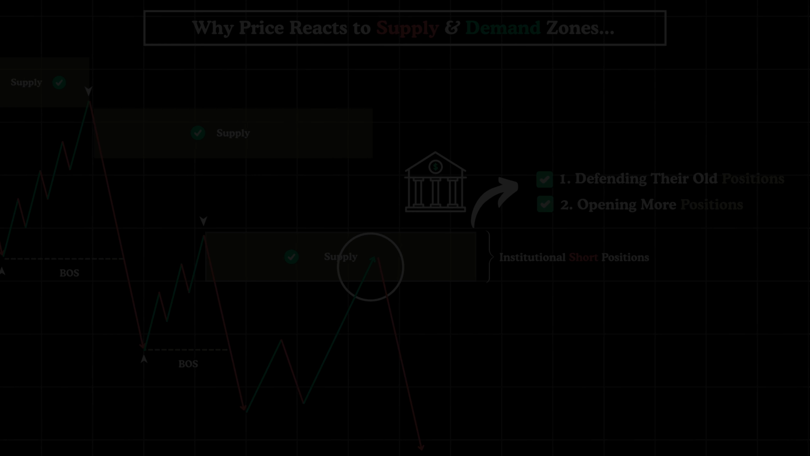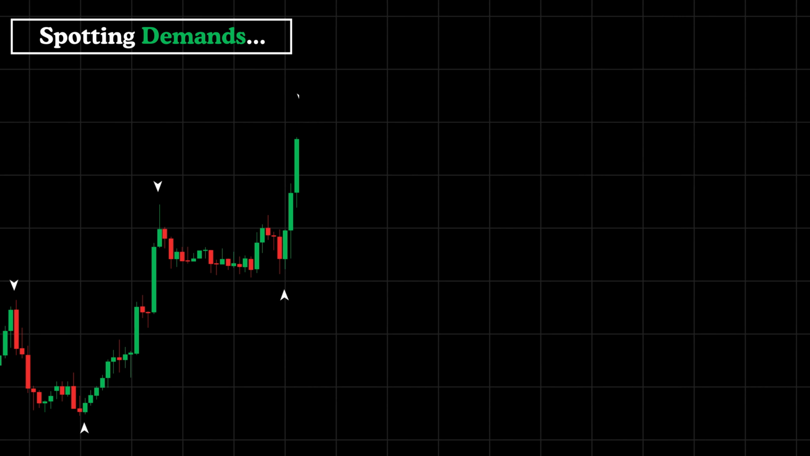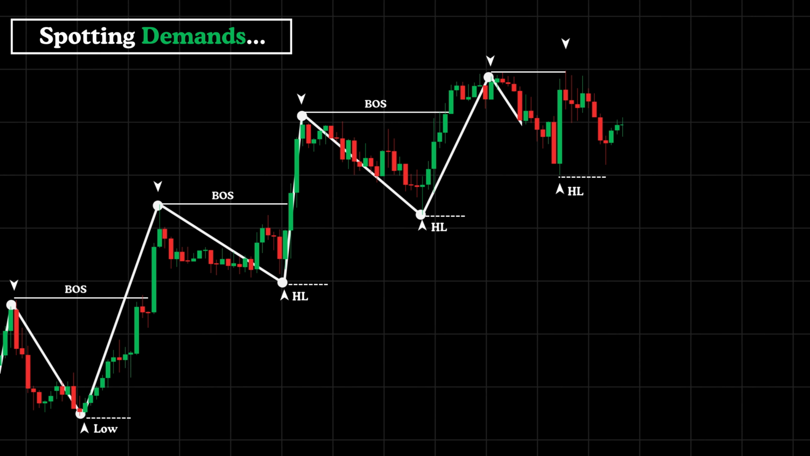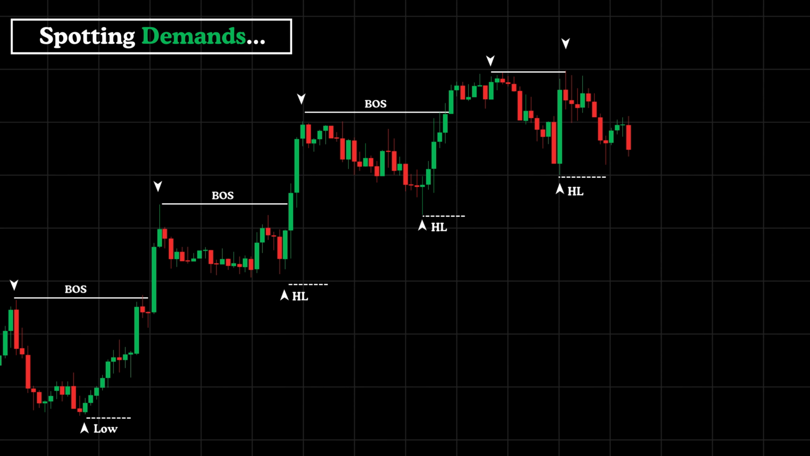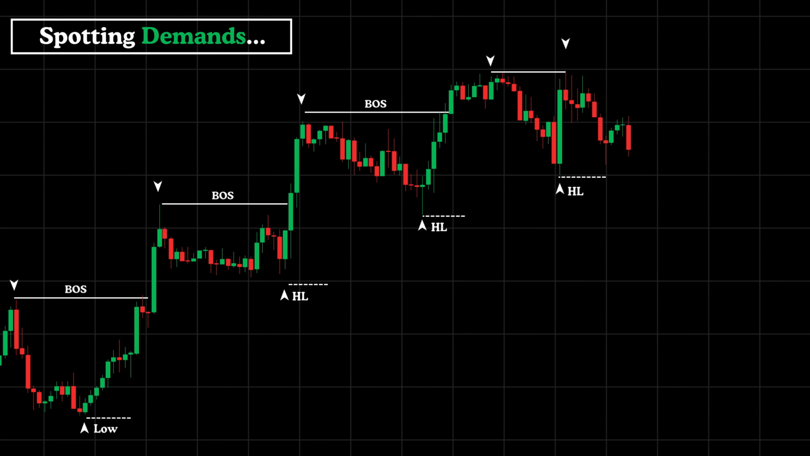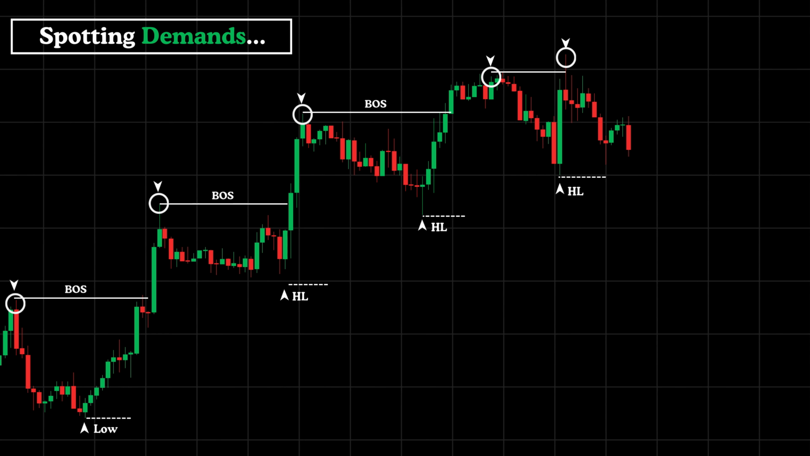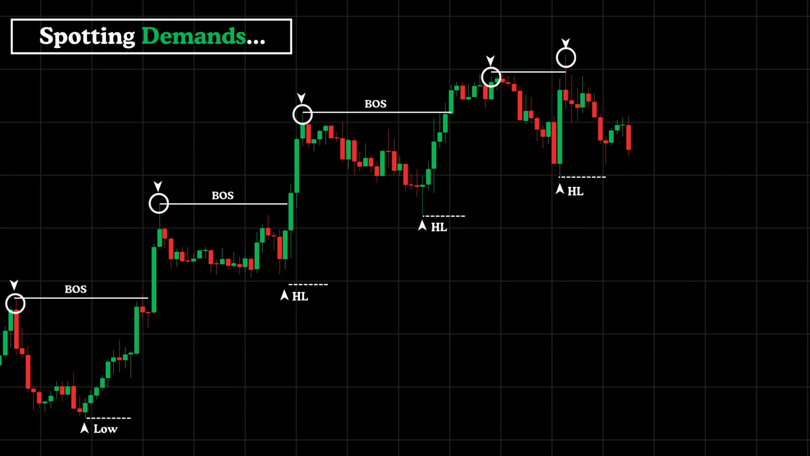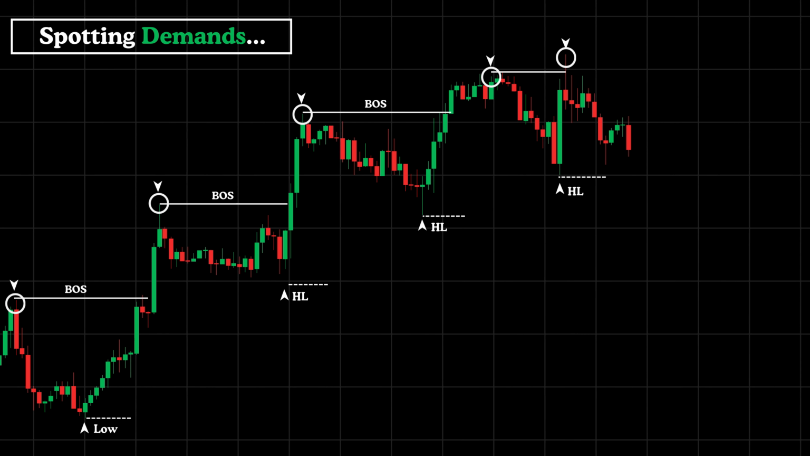Now, let's continue and learn how to properly draw them on the chart. Here, price is moving in a strong uptrend, forming a series of higher highs and higher lows. That tells us our focus should remain on identifying demand zones. Looking closely, you'll see price consistently breaking past previous highs while protecting the lows. Each breakout above a prior high creates a fresh demand area.